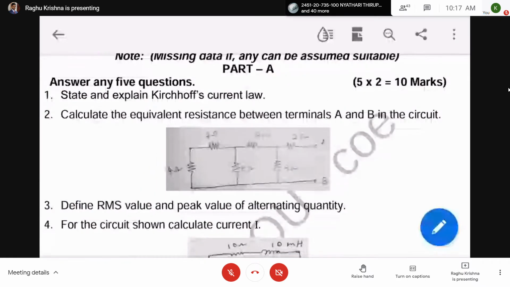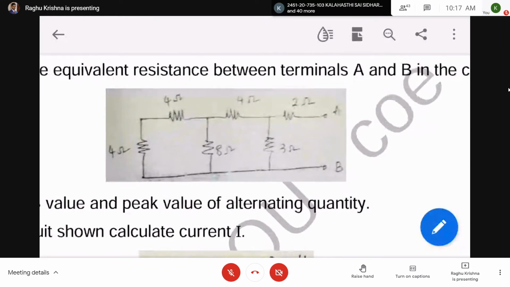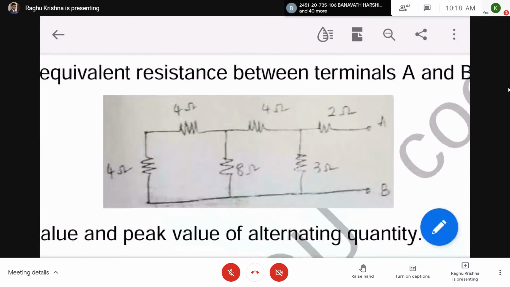Next, calculate the equivalent resistance between the terminals A and B in the circuit. Here, you have terminals A and B. First, how to do this one? 4 ohms and 4 ohms are in series. Extreme left, can you see the 4 ohms and 4 ohms? Those two will be in series, so 8. Then 8 and 8 parallel. Next, the combination will be 4.